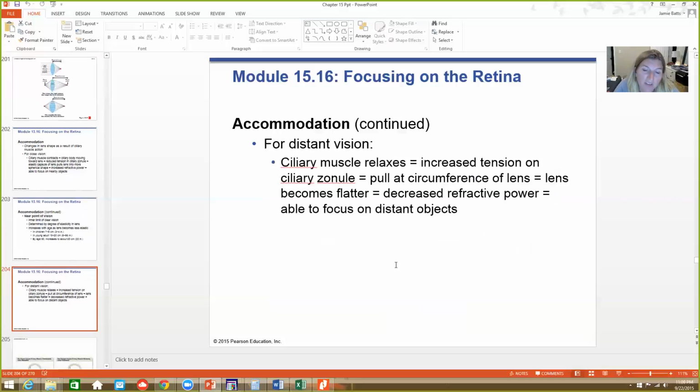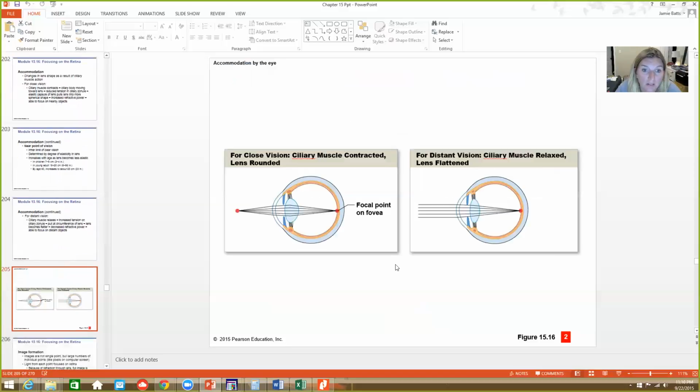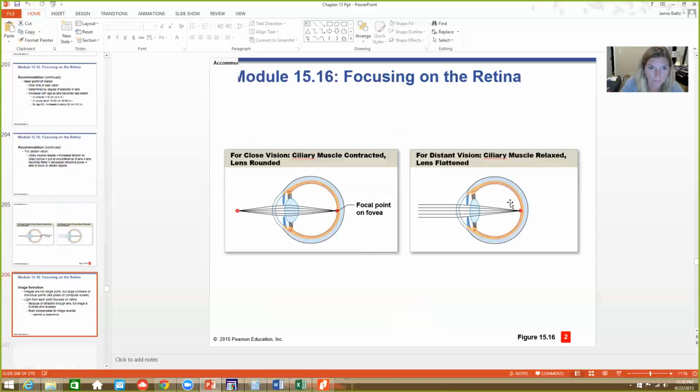So for distant vision, the ciliary muscle relaxes. This causes increased tension on the ciliary zonules, pulling at the circumference of the lens, so the lens becomes flatter, decreasing the refractive power and the ability to focus on nearby objects. So here you see, for close vision, this is what's happening. Our lens is getting fatter and focusing on the back. For distant vision, our lens is becoming flatter and able to, again, focus that image on the fovea.